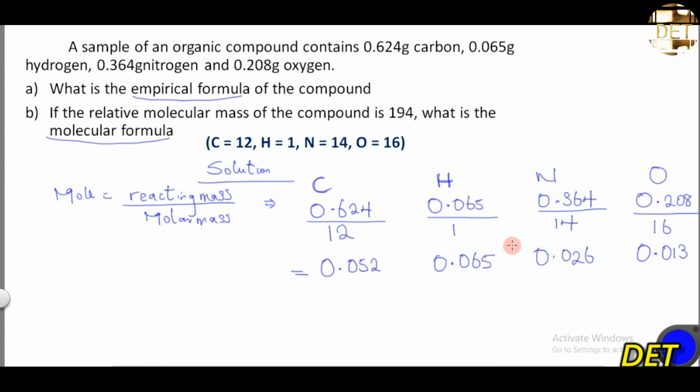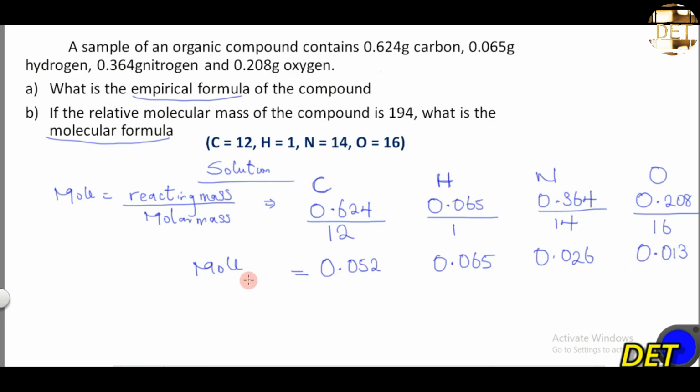So like I said, to look for the empirical formula of a compound, the first thing you do is to look for the number of moles of each of the elements. We've looked for that. Then the next thing you should do is to divide by the smallest number of moles. If I look at all these values, which is the smallest? The smallest is 0.013.